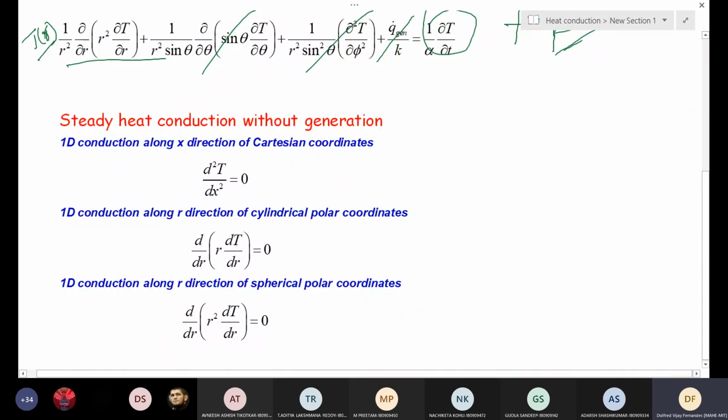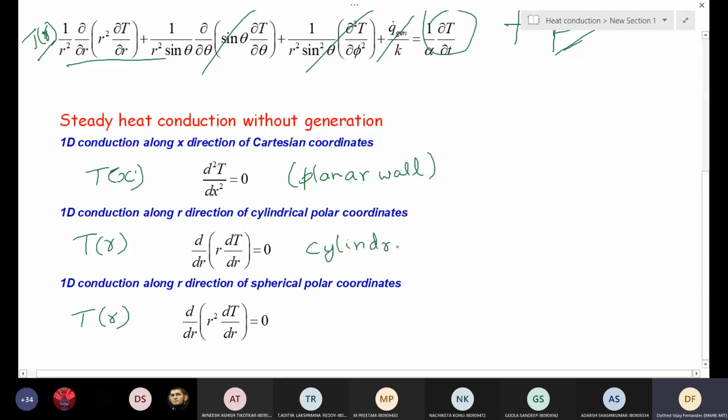The Cartesian or planar wall, we use it for the planar wall. So we change the partial derivatives into total derivatives because there is only one variable in each case, right? Yes, exactly. So here T is a function of x only. Here T is a function of r only, and here T is a function of r only. So for the cylindrical wall, we use this Gauss equation, and this is for the spherical wall. Okay, so it's clear, right?